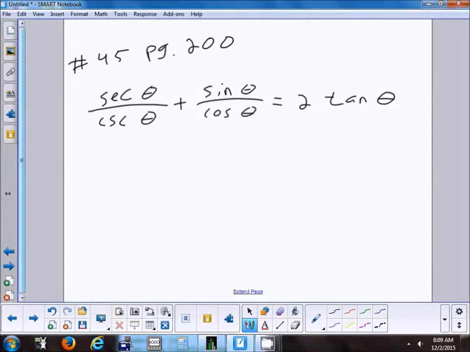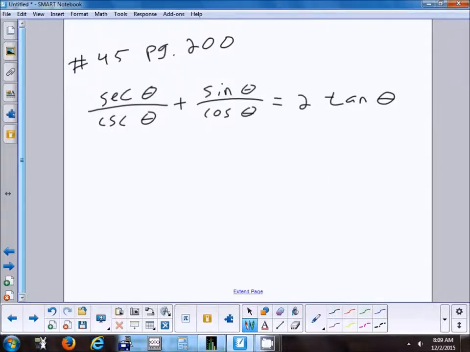All right, here's another one we'll take a look at. This is number 45 on page 200. It says secant over cosecant plus sine over cosine somehow reduces to 2 tangent theta. Okay, a couple choices how we could start this one. We could try changing everything to sines and cosines and see what happens. Or we could try writing this with a common denominator.